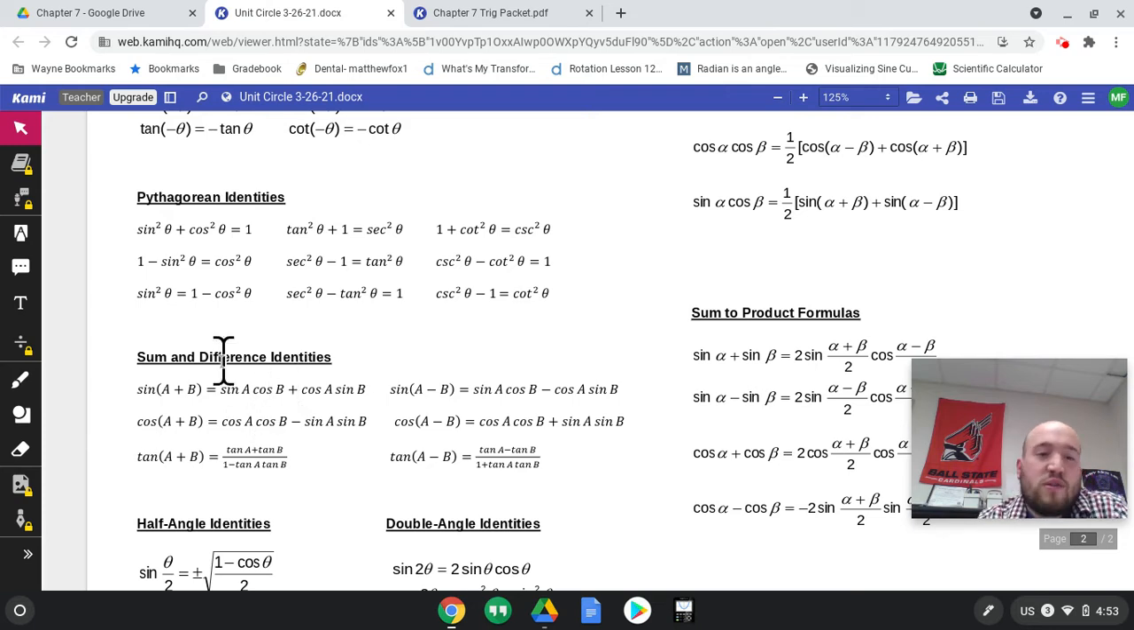This occurs when we have multiple angles. We're trying to find the sine of the sum of two angles, or the cosine of the sum, or the difference. Or we can go to tangent, although today we're only going to talk about sine and cosine. So here are your formulas. Make sure you have this handy. You don't have to have these memorized, but you do need to be able to find them quickly so that you can do these problems.